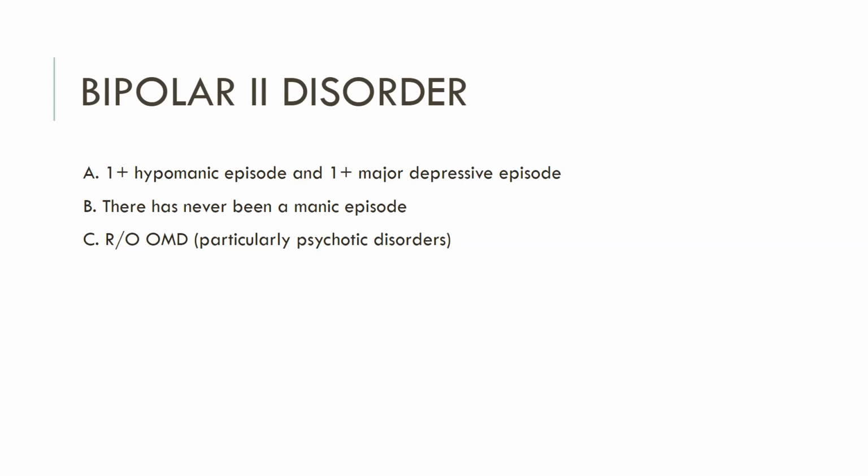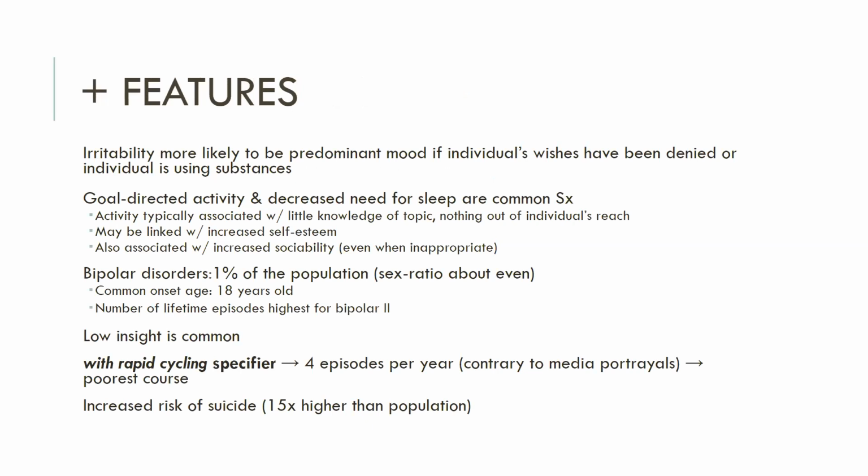And again, ruling out other causes, particularly psychosis, especially if you are dealing with more intense forms of impairment, you want to make sure that you're ruling out psychosis as an alternative cause. As far as features go, irritability is more likely to be the predominant mood if the individual's wishes have been denied or the individual's using substances.